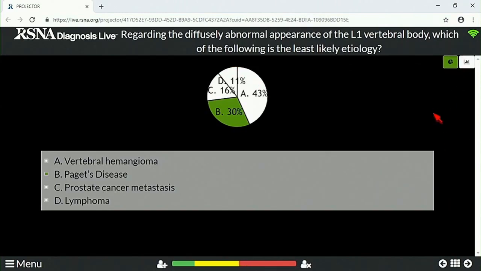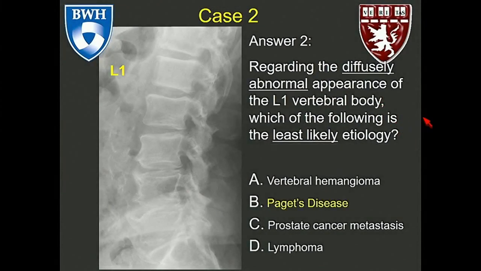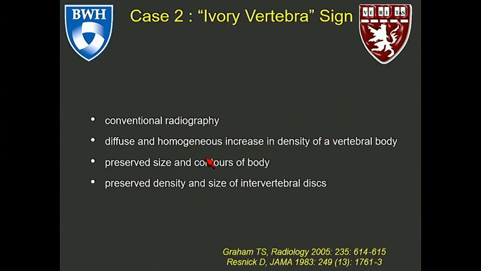So in this particular case, about a third of the group identified the correct answer, which is Paget's disease, and vertebral hemangioma was the more common answer. So let's figure out why that's the situation in this particular case. Paget's disease, this is also known as the ivory vertebra. You can see that there's diffuse increased density of the L1 vertebral body when compared to the other vertebral bodies, also known as the ivory vertebra sign.